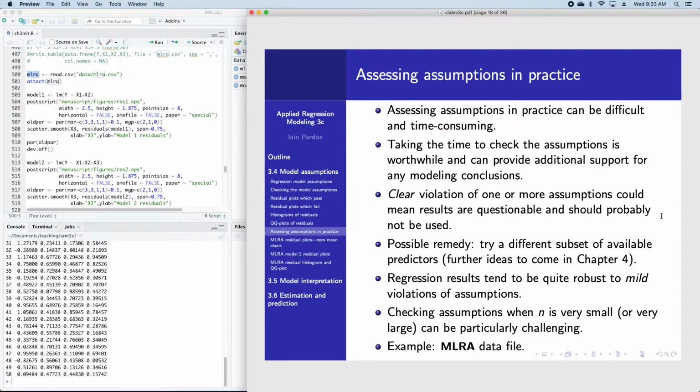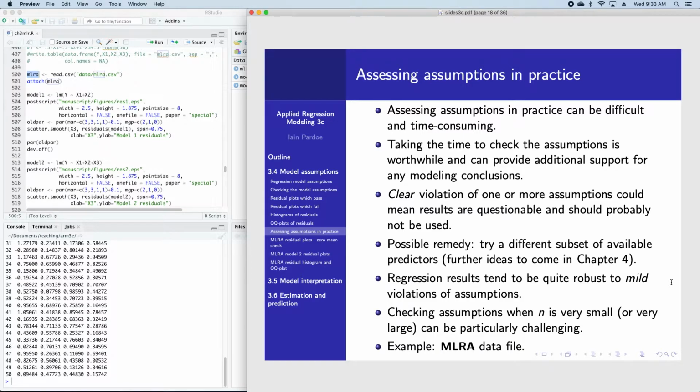Where you want to perhaps pause and say, okay, this is something worth worrying about, is where you've got a very clear violation of one or more of the assumptions. Anything that's not super clear, that's not jumping out at you, is really not worth getting too excited about, because it's very easy to look at a residual plot and think you see something, but in reality you're just seeing random variation. So only get excited if there are very clear patterns that would indicate violation of one or more of the assumptions.